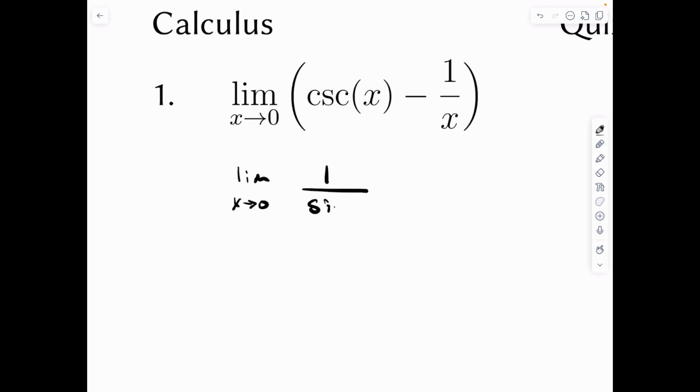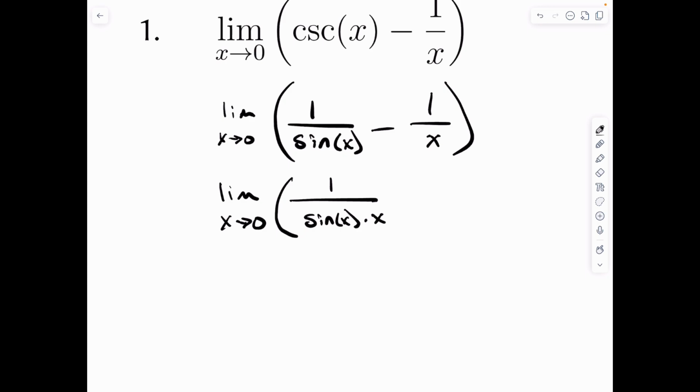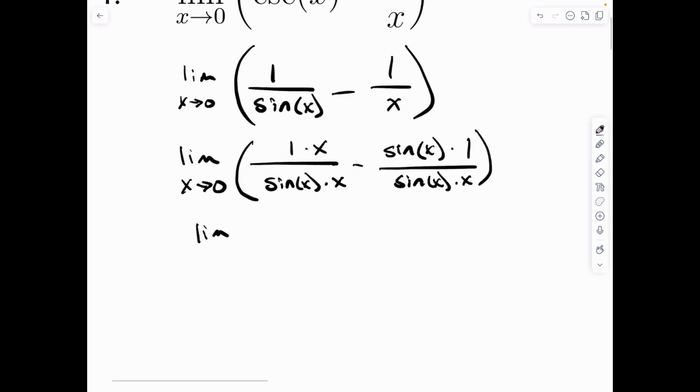So the first thing I'm going to do is do the aforementioned conversion to 1 over sine. And then I'm going to write this as a single fraction by finding a common denominator. And the common denominator here is sine of x times x. And so I'm going to have to multiply that times x. And this one is going to get multiplied by sine of x times x. And then you can combine these as a single fraction.